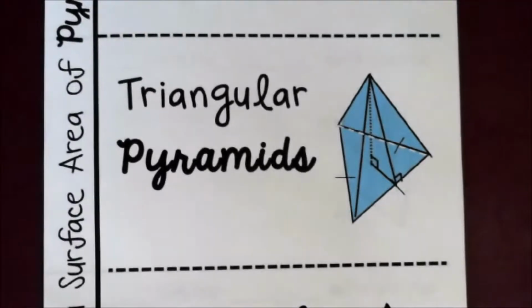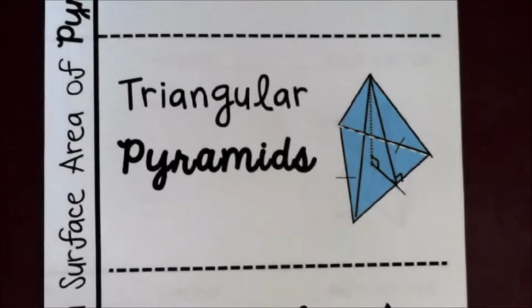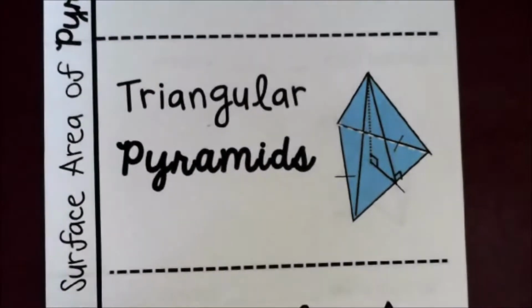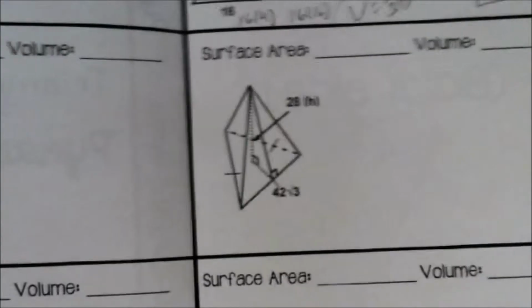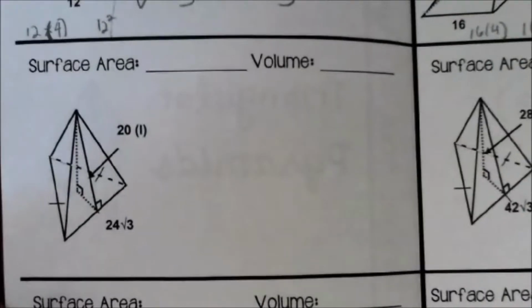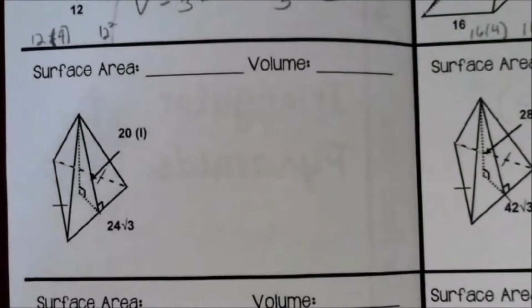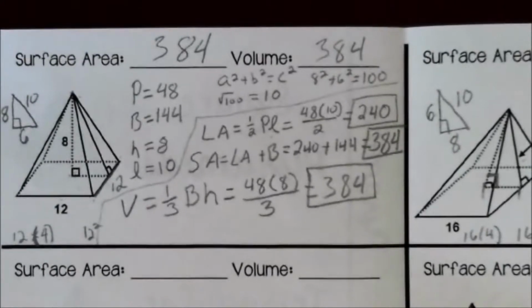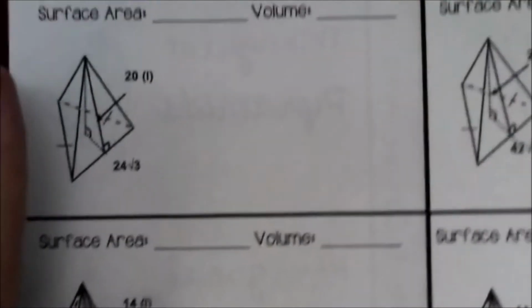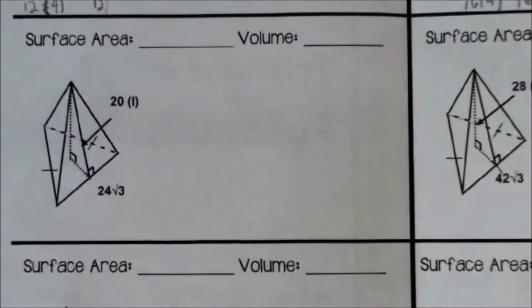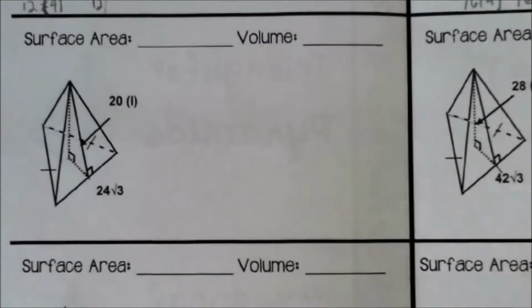Okay, in this video we're going to be talking about finding the volume and surface area of triangular pyramids. So we've got a couple of examples that we're working through. We're going to be using the same formulas for volume and surface area that we used when we talked about square pyramids. Let's go ahead and just jump into a couple of examples.